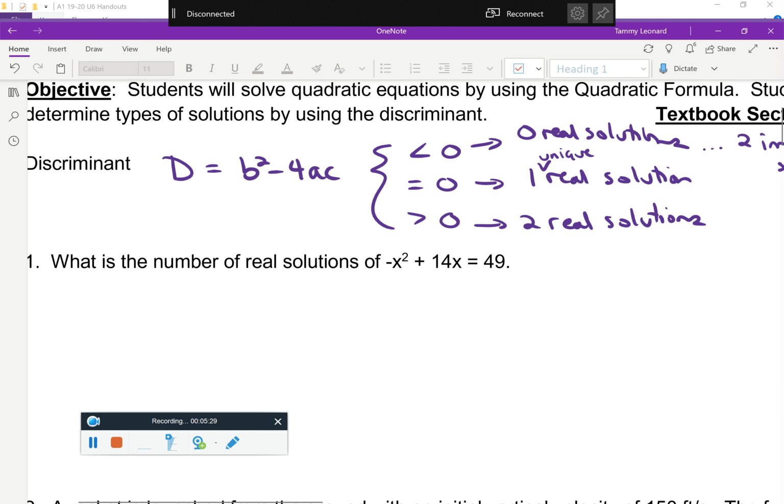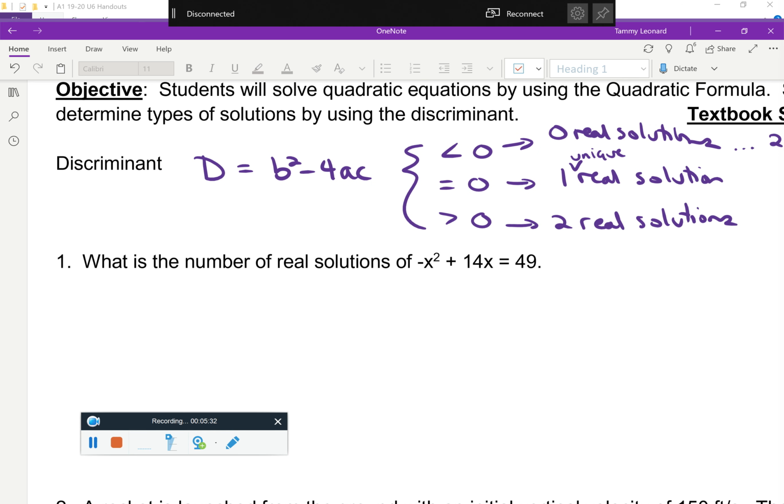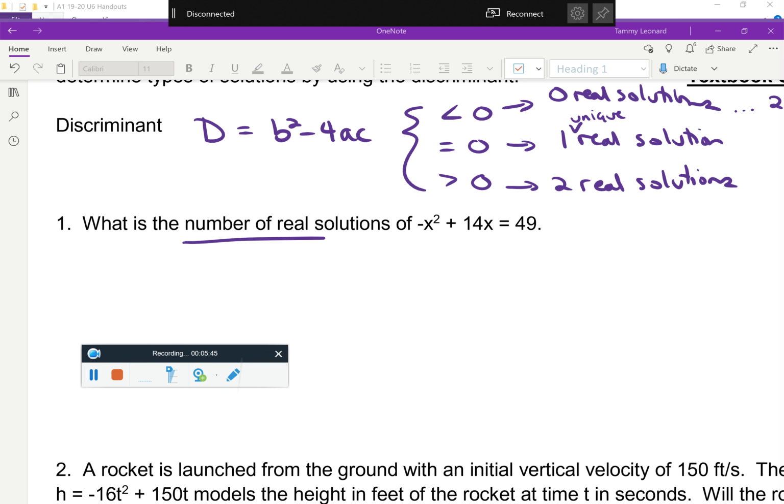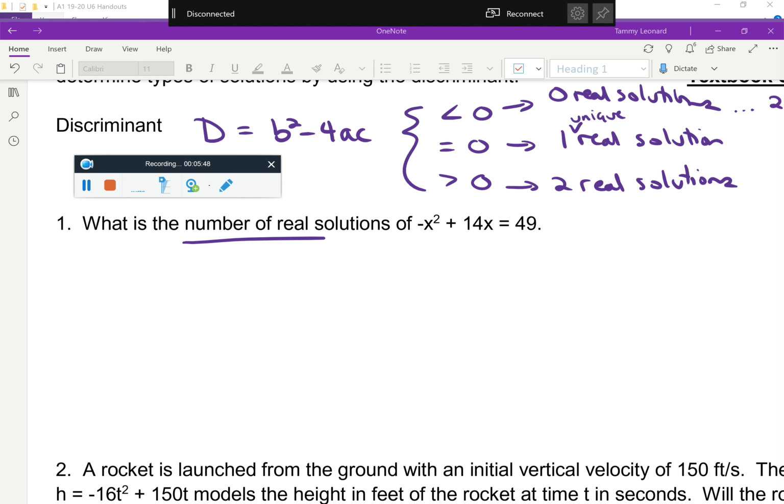All right, so let's start looking at a couple of problems here. In this question, it says, what is the number of real solutions? Notice it doesn't say what are the solutions. We don't care what the solutions are. We're just wondering how many real solutions this problem has. And when you start solving word problems, you'll understand why you might care about something like that and not care about what the actual solutions are. For the moment, you'll just have to trust me that this is a relevant type of question, okay? What is the number of real solutions, but not what are the real solutions?